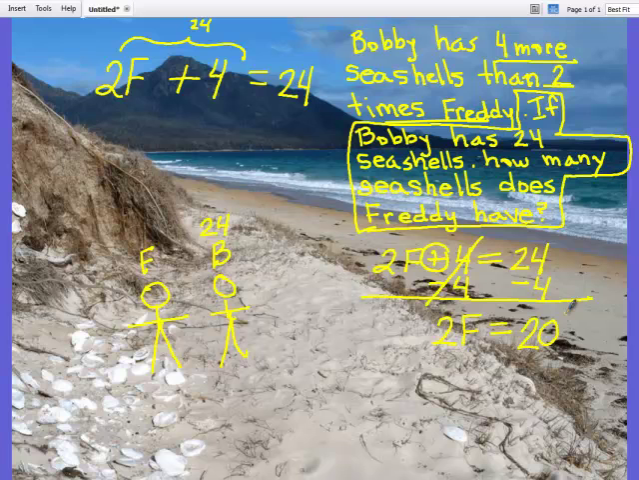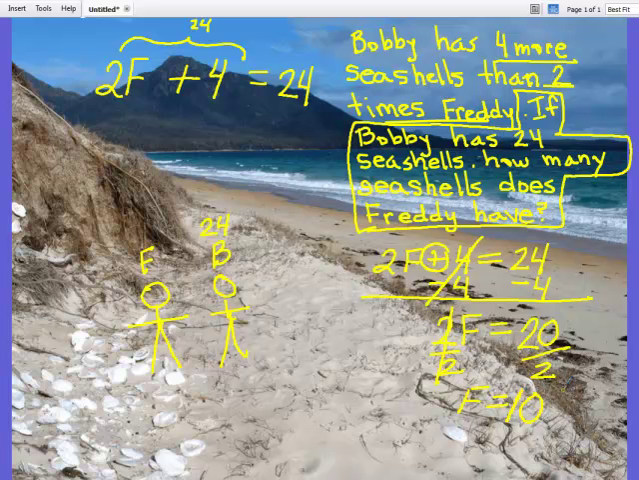So what's left is 2 multiplied by f equals 20. So I'm going to use my inverse operation again. The inverse operation of multiplication is going to be division. And I'm going to divide both sides by 2. And then what I'm left with, 2 divided by 2 is 1, leaving me with just f. And then 20 divided by 2 is going to be 10.